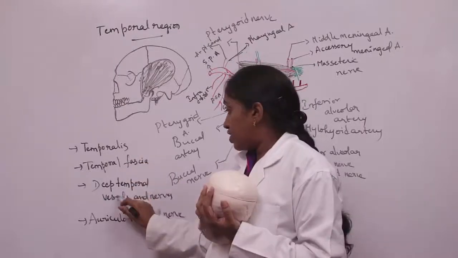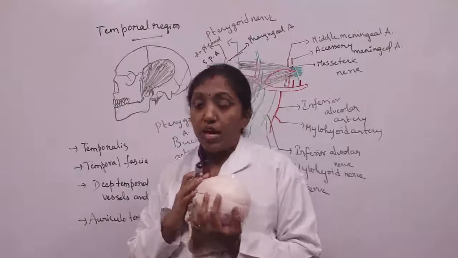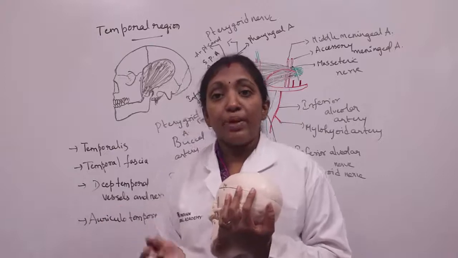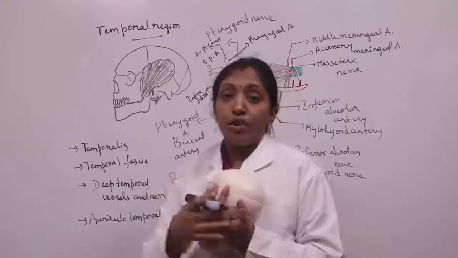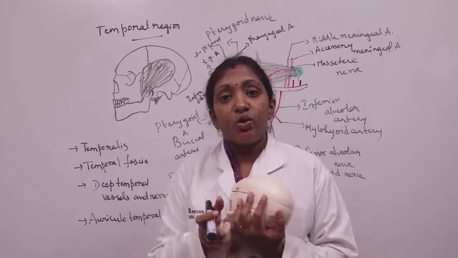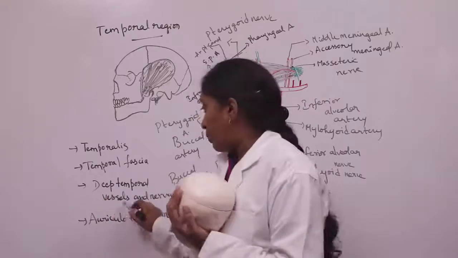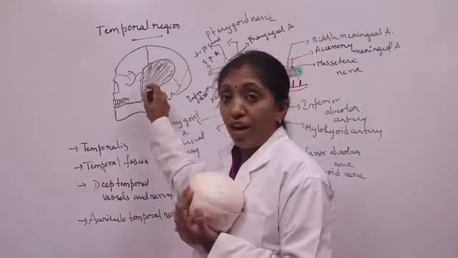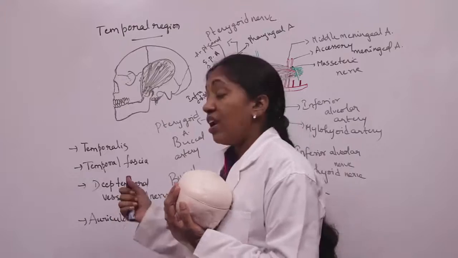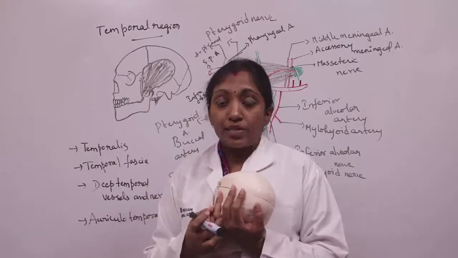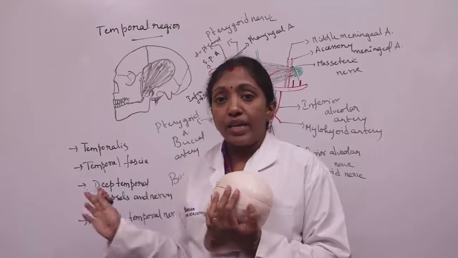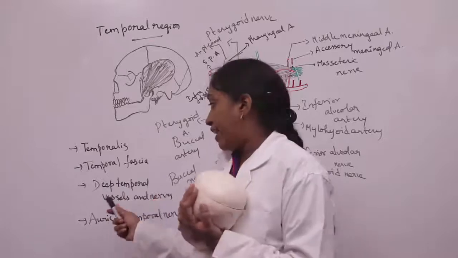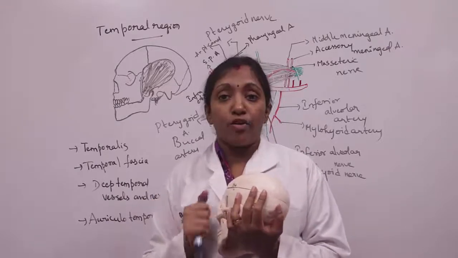And coming to the deep temporal vessels and nerves. The temporalis muscle is supplied by the deep temporal vessels and nerves. The mandibular nerve divides into anterior and posterior divisions. The deep temporal nerve is a branch of the anterior division of the mandibular nerve, which supplies the temporalis muscle, and the deep temporal artery is a branch of the second part of the maxillary artery.